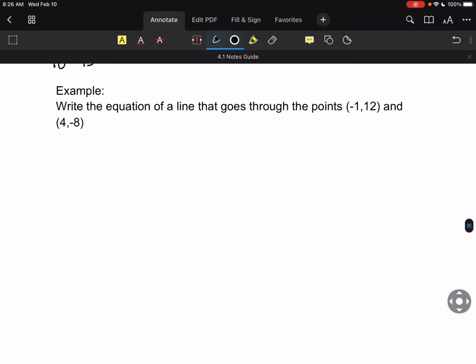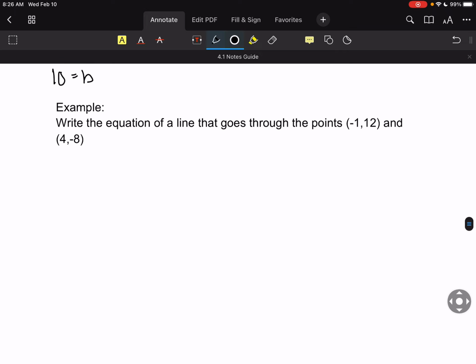Okay. We are going to do one more like that. So I have these 2 points again. First thing I have to do is find my slope, and then I need to find my b value. So find the slope, then find b.